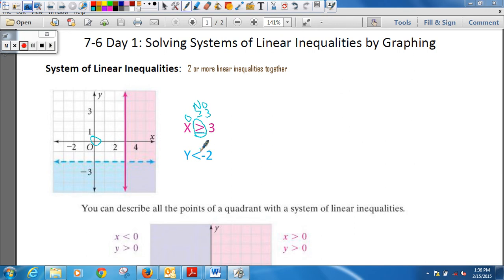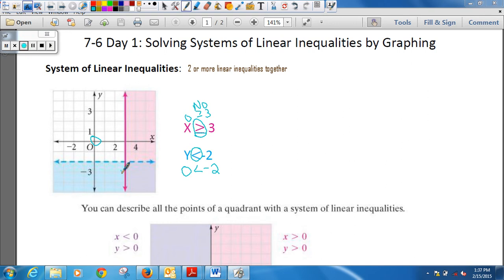If I look at the second one, y is less than negative 2. There's no equal to part, so that's why your blue line is dashed. 0 is not less than negative 2, so they shaded the opposite side of the line. So anything in pink is a solution of the pink equation. Anything in blue is the solution of the blue equation.